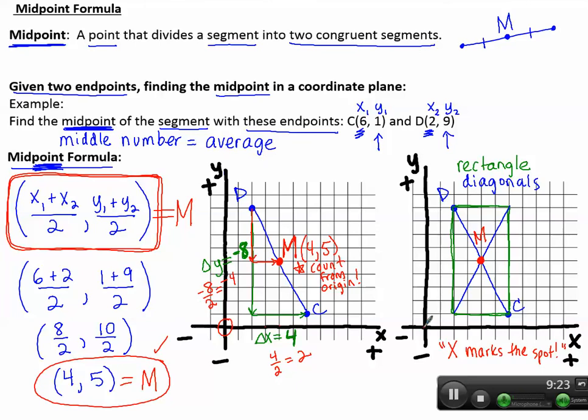Now all we have to do is count from our origin. 1, 2, 3, 4, and 1, 2, 3, 4, 5, and we have the exact same answer we did before. Now you have a lot of different ways to do it. Have fun practicing.